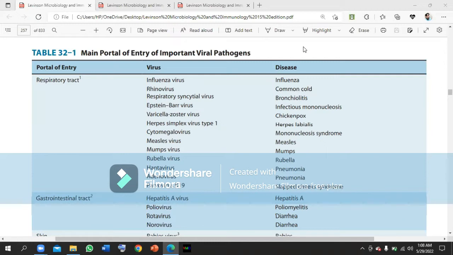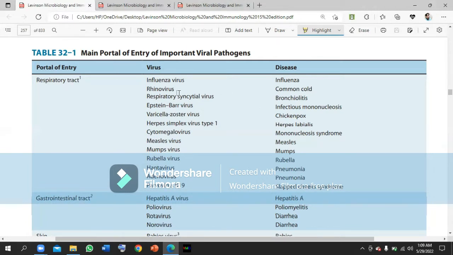As I have told you, viruses can enter through the respiratory tract, through the gastrointestinal tract, and through blood. They can also be transmitted to a person with the help of blood. If we look at the respiratory tract, viruses can be transmitted with the help of aerosols. For example, if a person is infected with an influenza virus, he can transmit this virus with the help of his aerosols. When he coughs or sneezes, the person near him can get that virus.